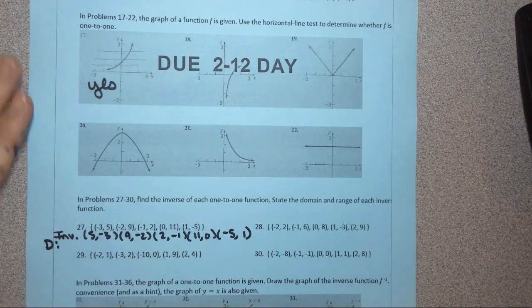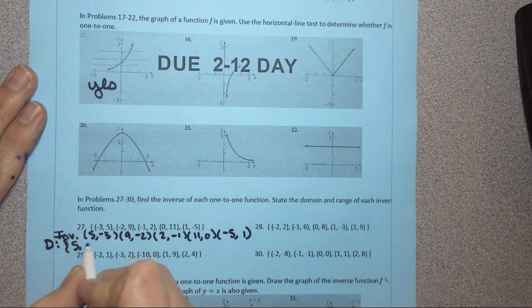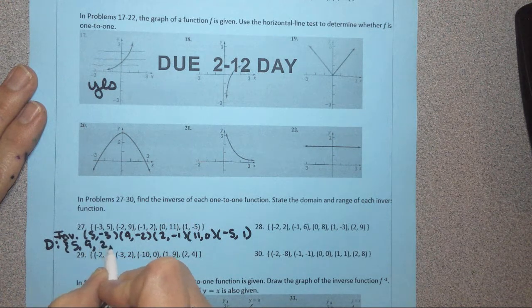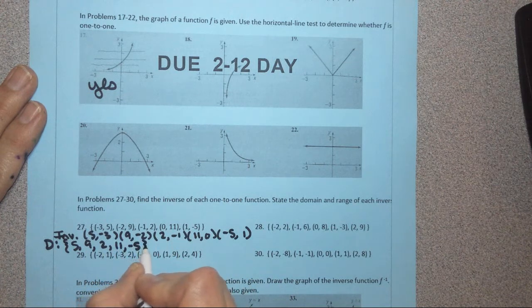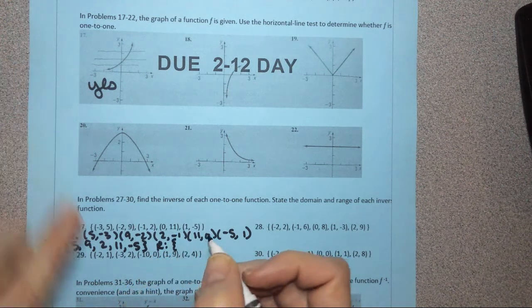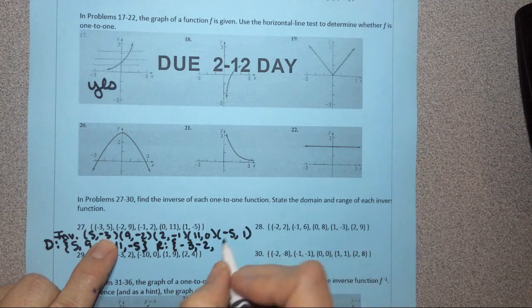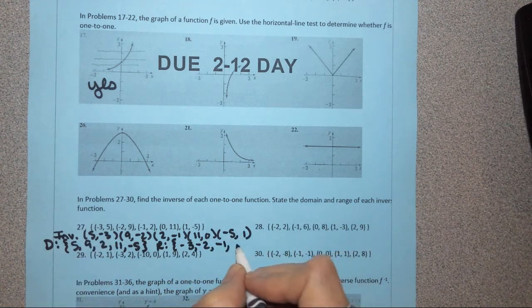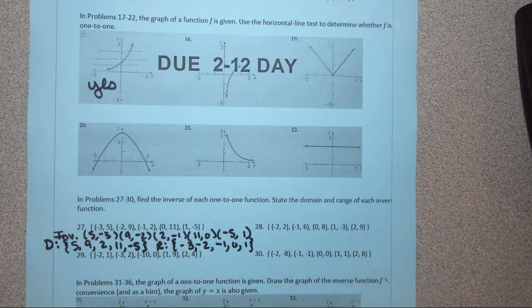Now I'm going to list my domain. My domain is just all the x values. So 5, 9, 2, 11, and negative 5. My range values, I'm going to list all the y's. Negative 3, negative 2, negative 1, 0, and 1. And that's it. You do the same thing for 28, 29, 30.